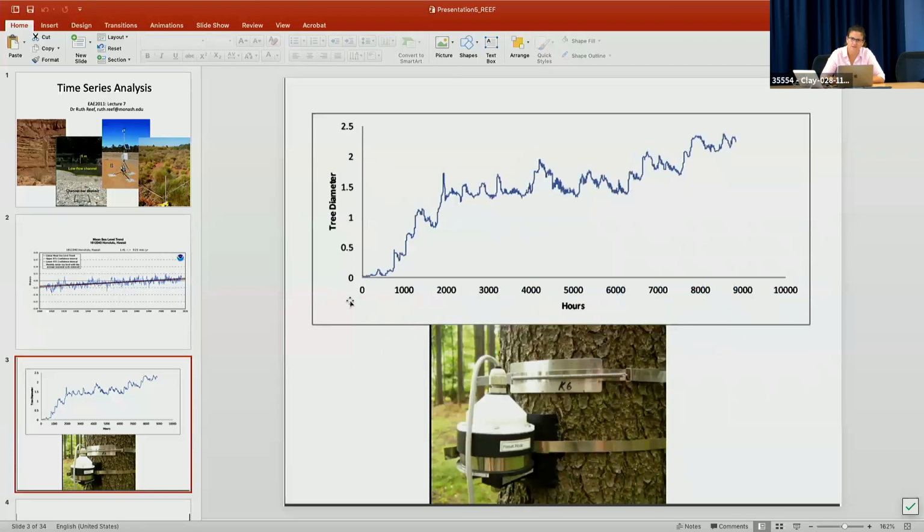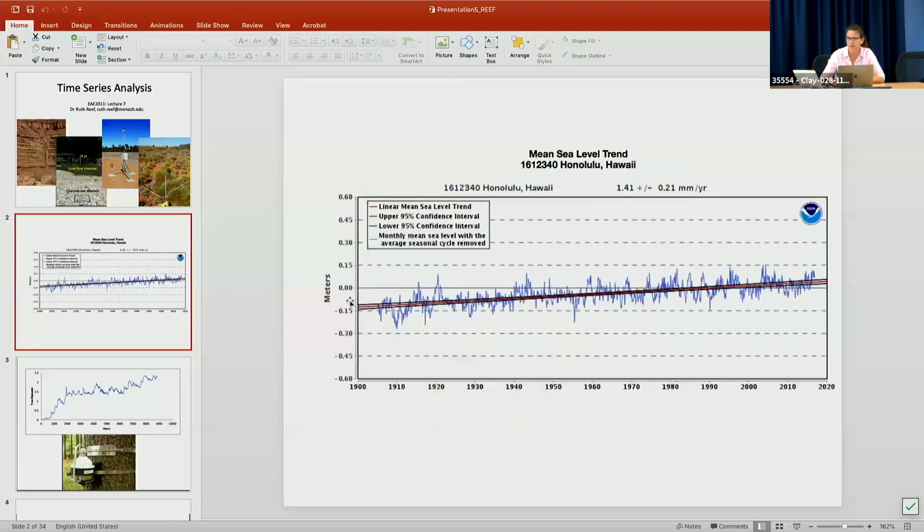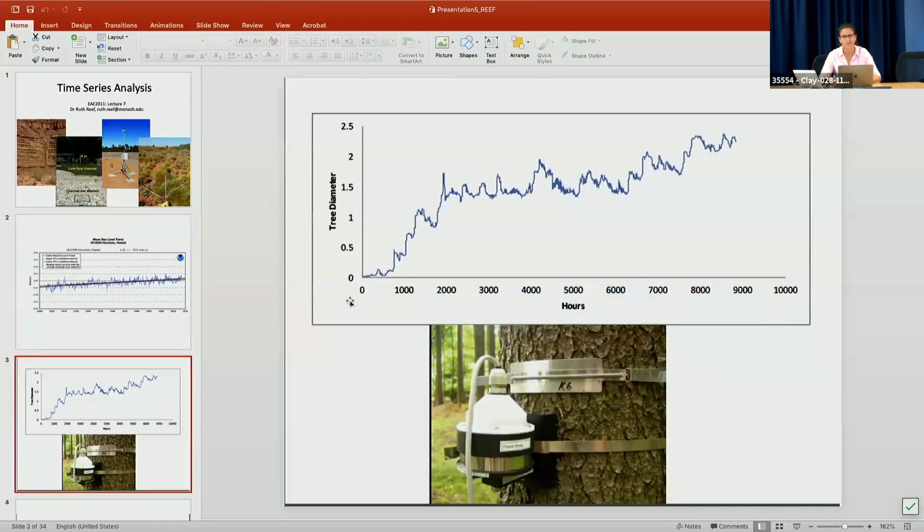You've seen a lot of time series to do with global warming, so we're seeing a lot of things like sea level and temperature over time. But we use time series data in a lot of different situations.